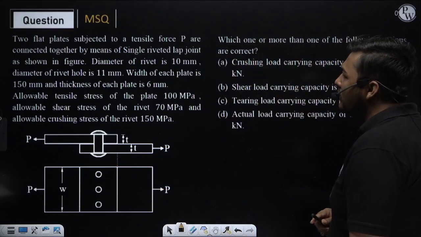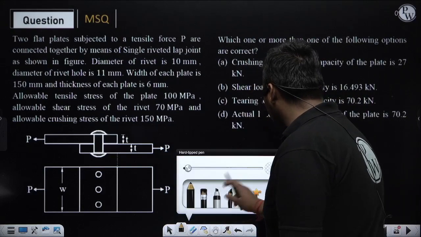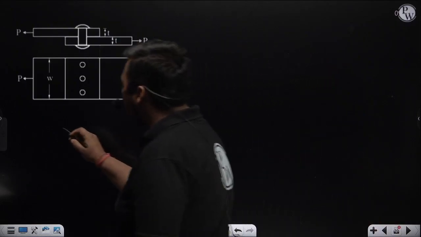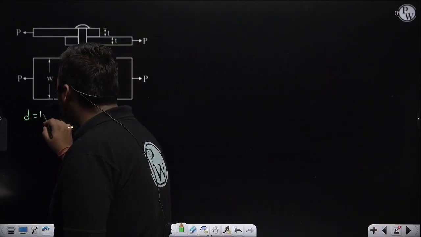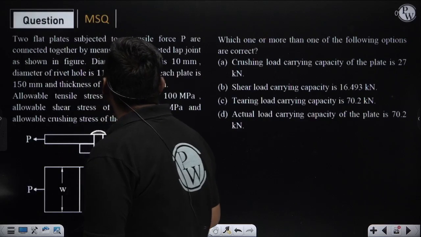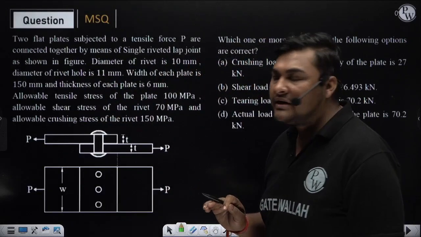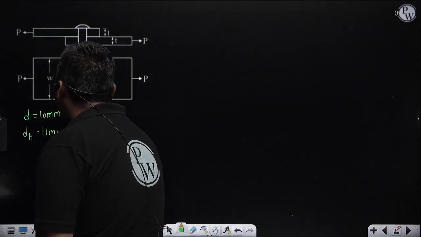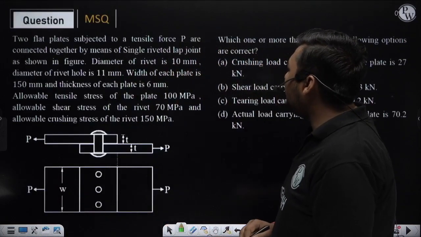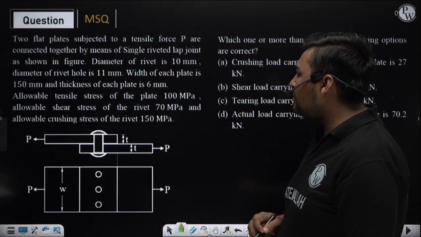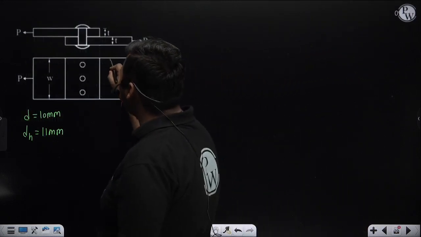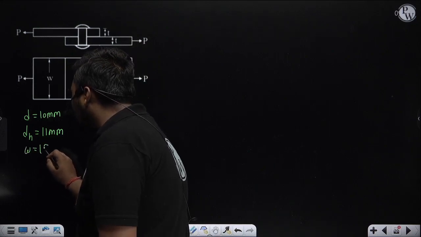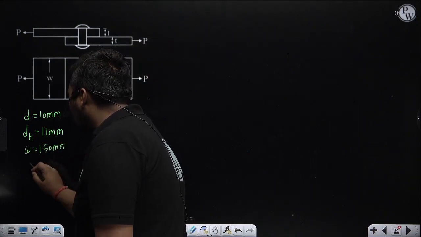Okay. Now the diameter of the rivet is 10 mm. I have drawn the diagram separately. The diameter of the rivet is given in the question, 10 mm, which I am denoting as small d. The diameter of the rivet hole is also given, that is dh, which is 11 mm. Now the width of each plate is 150 mm, and the thickness of each plate is 6 mm. I am denoting the width of each plate by letter W and the thickness as T. So the width of each plate is 150 mm, and the thickness of each plate is 6 mm.